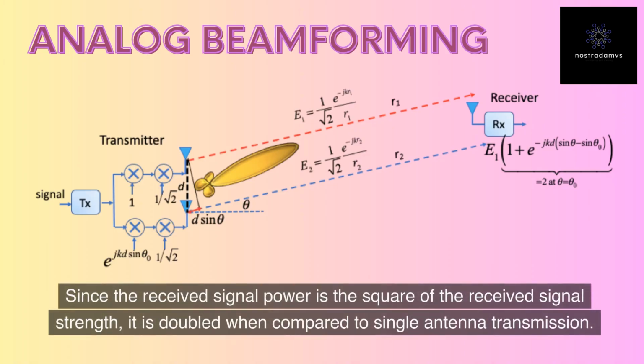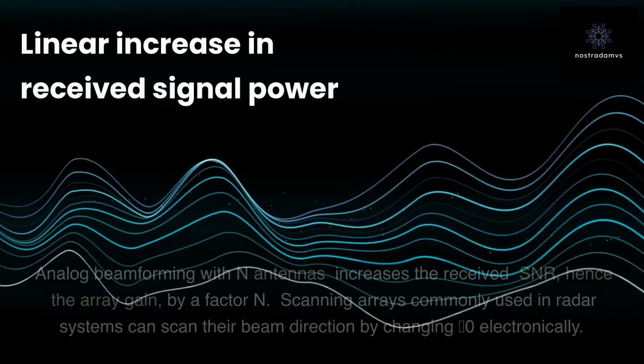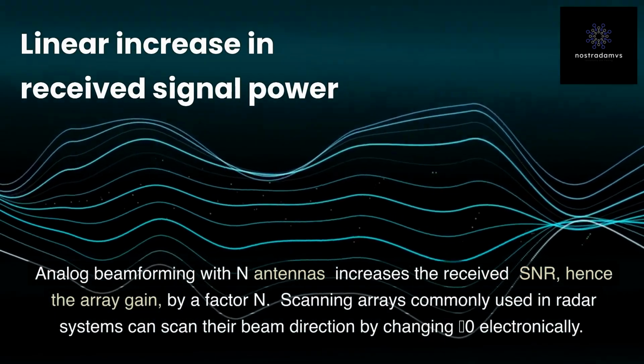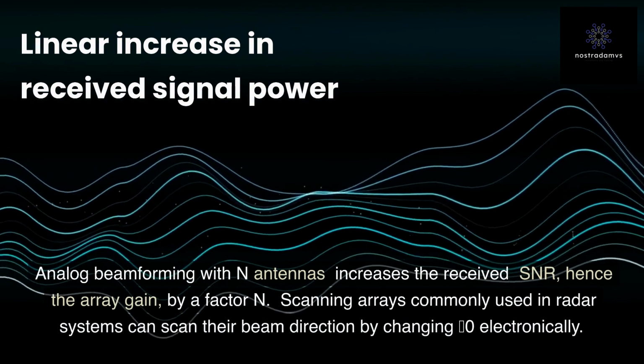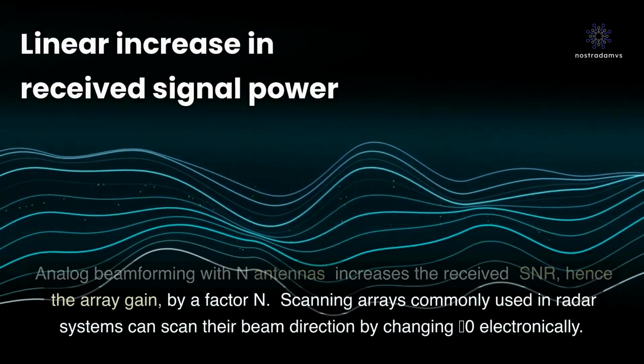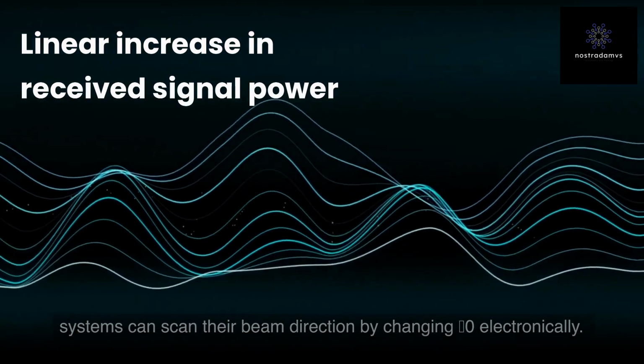Since the received signal power is the square of the received signal strength, it is doubled when compared to single antenna transmission. Analog beamforming with N antennas increases the received SNR, hence the array gain, by a factor N. Scanning arrays commonly used in radar systems can scan their beam direction by changing theta 0 electronically.